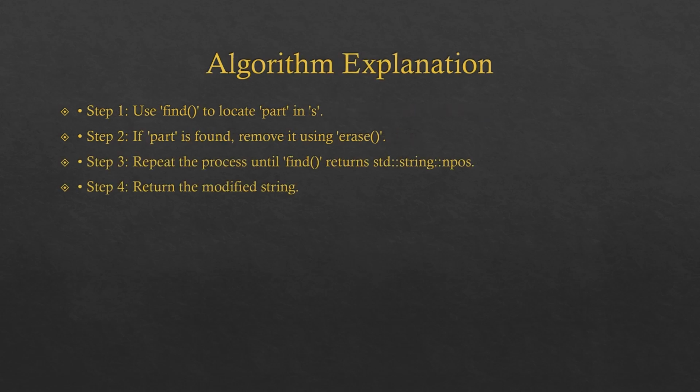Let's walk through the algorithm step by step. Use find to locate the first occurrence of part in S. If found, use erase to remove it from S. Continue this process until part is no longer found in S. Finally, return the modified string.